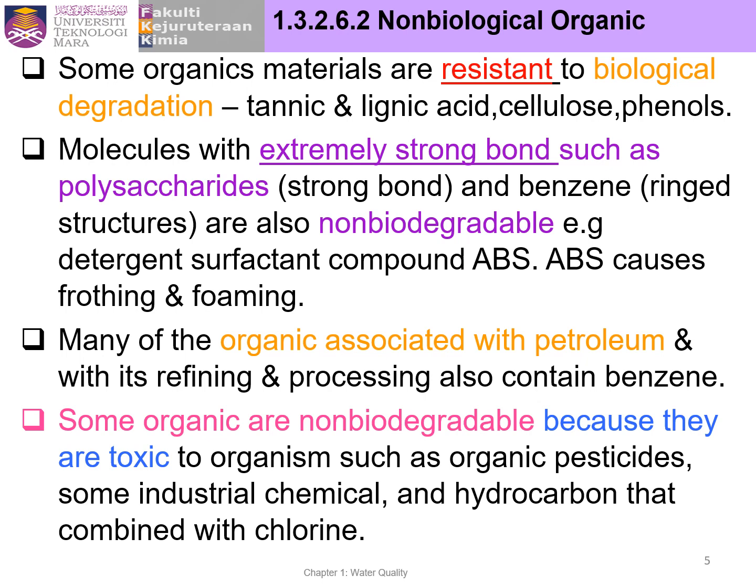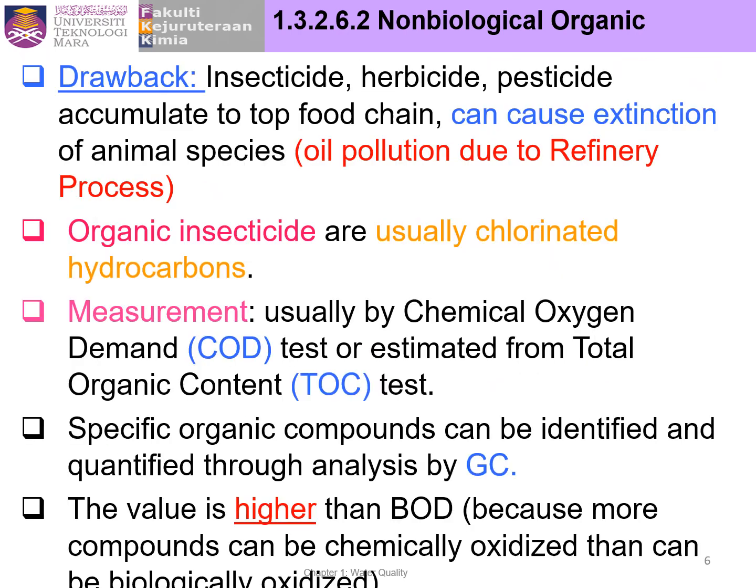And then many of the organics are associated with petroleum. So, okay, this is the oil and gas industry. Some organics are very toxic. That is why they are non-biodegradable, such as pesticides and industrial chemicals. So petroleum is an example of an industrial chemical, and also hydrocarbon. What is the drawback of this non-biological organic?